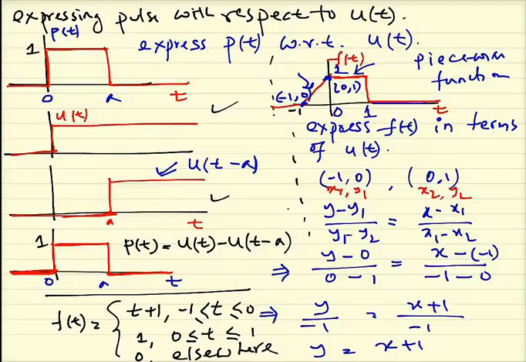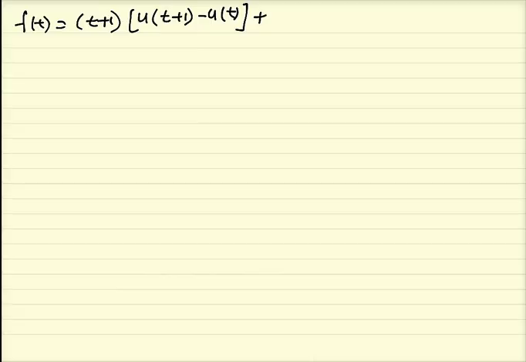Now you want to use the unit step function to represent this f of t, right? So you can actually write down these things. So f of t is equal to t plus 1 times u(t plus 1) minus u(t), plus u(t) minus u(t minus 1). So this is basically your answer. You express f of t in terms of u(t), but you can simplify this further. But if you write this much, that should be okay.